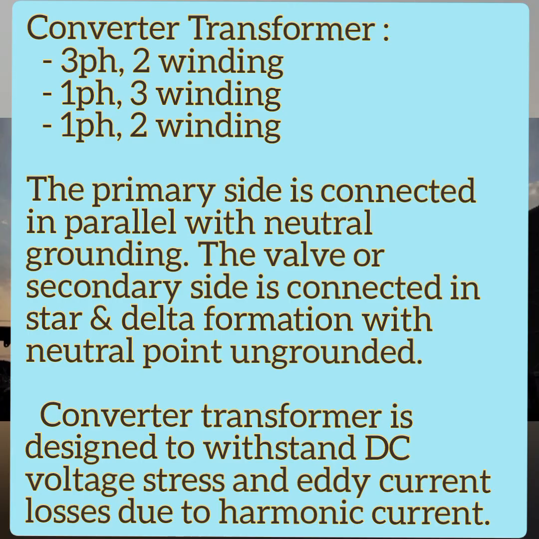Next is your converter transformer. The converter transformer comes in different types as per your phase or winding level. Here we use three phase two winding, or single phase three winding, or single phase two winding transformers for supplying the AC supply to the converters. The primary side is connected in parallel with neutral grounding, and the valve side or secondary side is connected in a star or a delta formation with a neutral ungrounding. The converter transformer is designed to withstand the DC voltage stress and eddy current losses due to the harmonic currents.